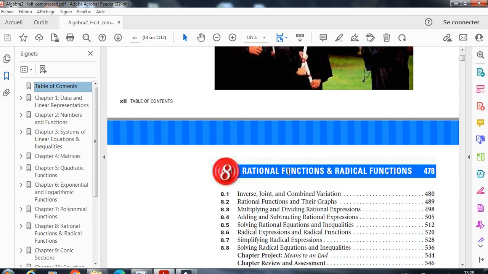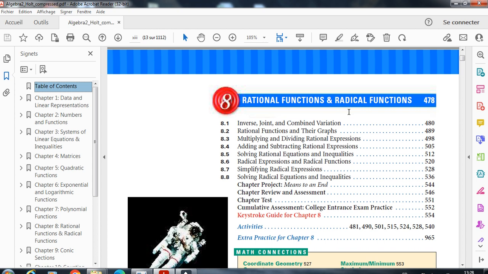Sorry. Chapter number 8, rational functions and radical functions: inverse, joint and combined variation, rational functions and their graphs, multiplying and dividing rational expressions.